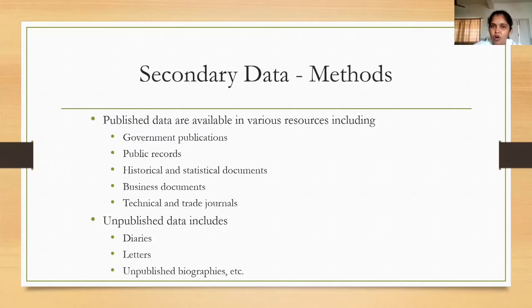And secondary data, we have already discussed. Secondary data is the data which has already been published in any one of the sources, and the researcher will be utilizing it for the research purpose. It may be published in government publications or through journals or magazines. It may be published in newspapers also. The data can be utilized for the research. In this way, they will be utilizing the secondary data. And personal diaries, letters, and unpublished biographies can also be used as secondary data.